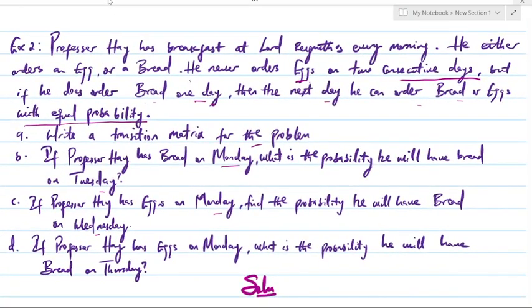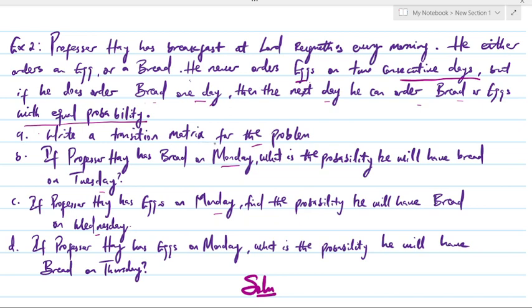Example 2. An interesting question indeed. Professor A has breakfast at Lord Greenwich every morning. He either orders an egg or a bread. He never orders eggs on 2 consecutive days, but if he does order bread one day, then the next day he can order bread or eggs with equal probability.